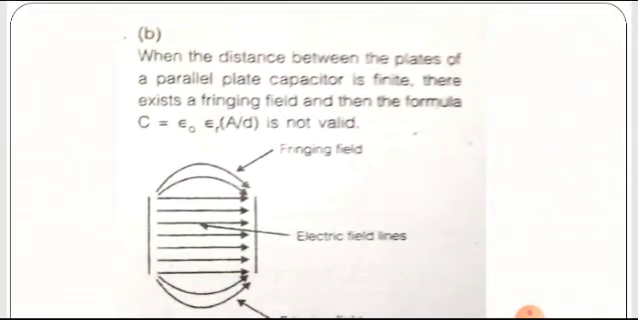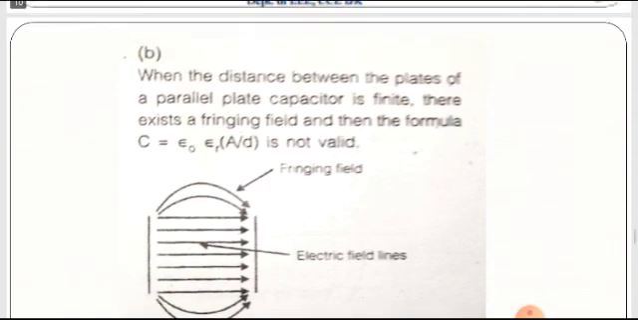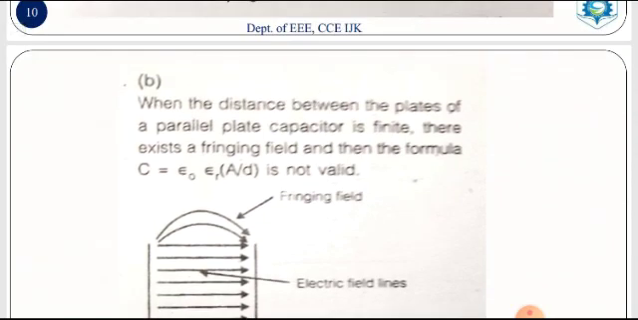Now what is the fringing field? From the figure you can understand what the fringing field is. The electric field lines moving straight between the plates are direct. But the fringing field is a bending field from plate to plate. When the distance between the plates of a parallel plate capacitor is finite, there exists a fringing field. You can always expect a fringing field for a parallel plate capacitor.